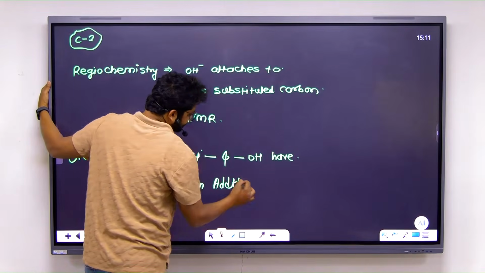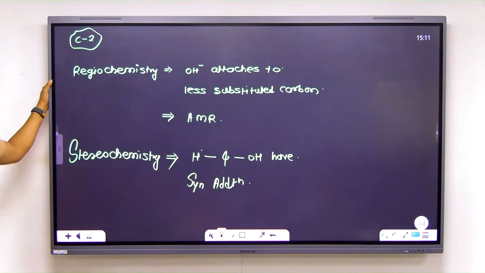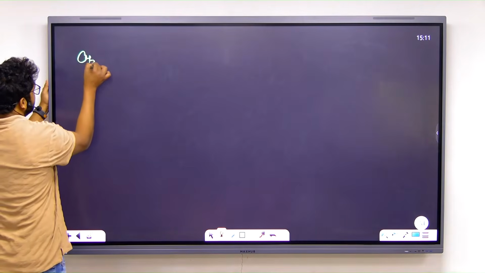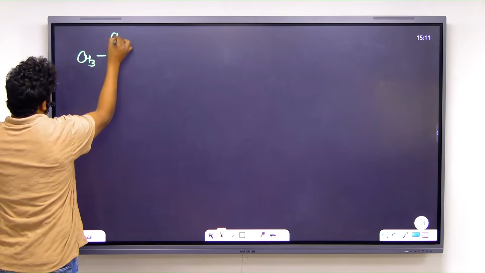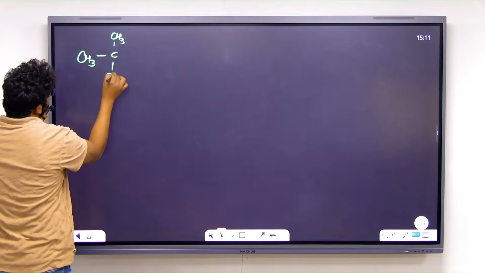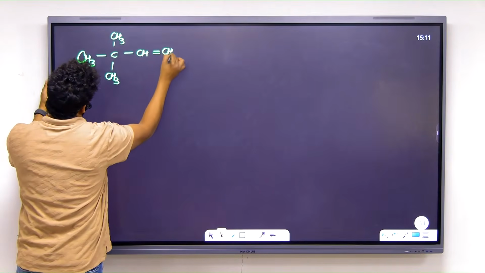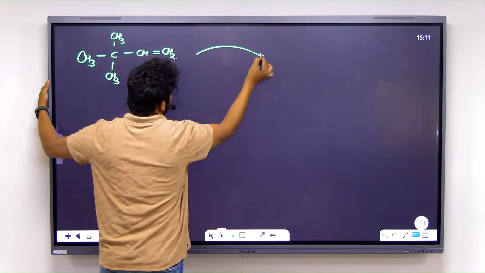Be prepared for these words. What do you call it? Syn addition, not an anti-addition. So when you have this type of reaction at any occasion, don't go for hydride shift or methyl shift. You just need to know the type of process it is.